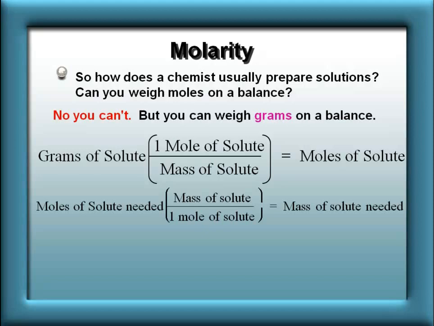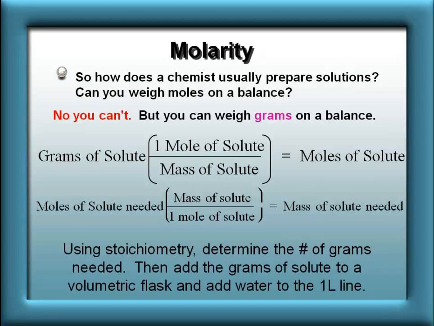If you are given the moles of solute, and you need to figure out the mass in order to weigh it out, you can use that same conversion factor, just the reciprocal, and figure out the mass of the solute needed to make that solution. When we use these conversion factors in stoichiometry, we can determine the number of grams needed. Then you add the grams of solute to a volumetric flask and add the water to the 1 liter line.